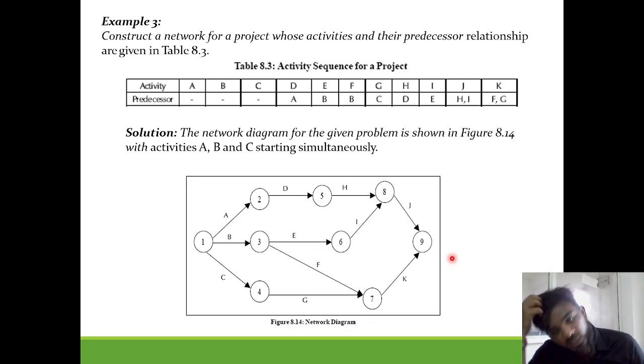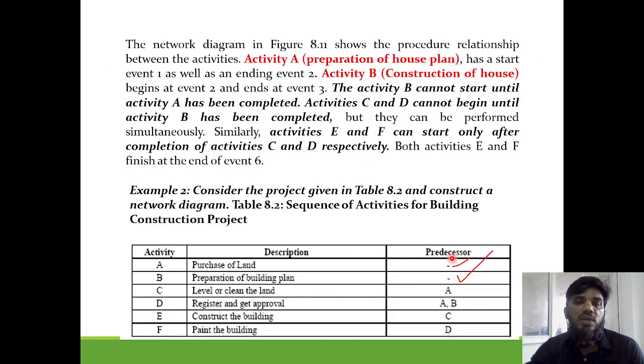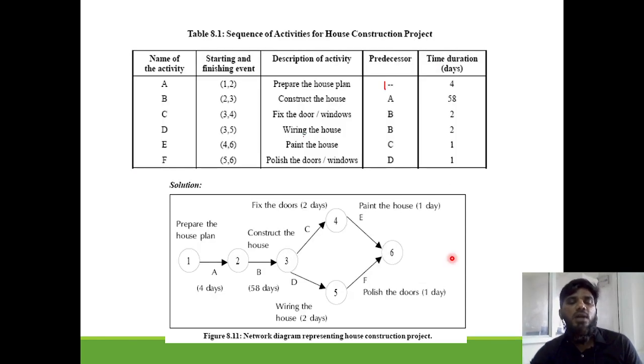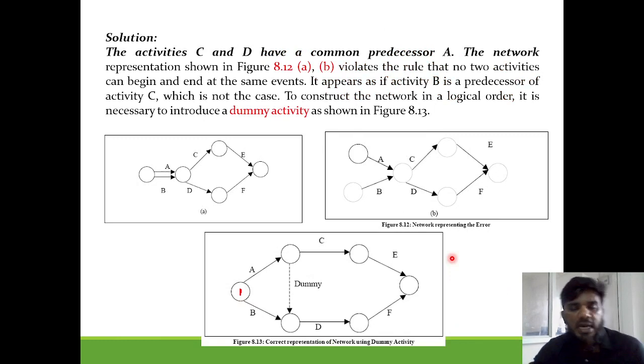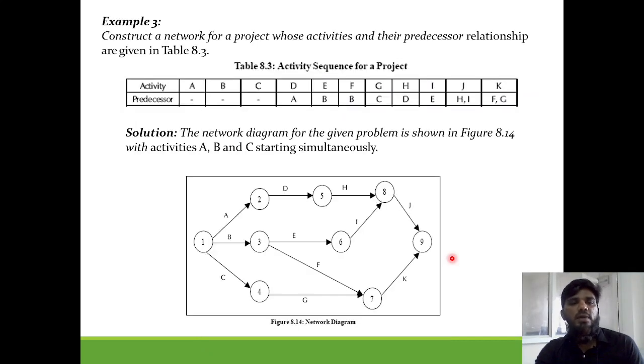Next is construct a network. The initial one was 1-to-1, having one activity with one tail and head. But here the starting point is one for two activities. One node is used for two activities. Here from one node we are having three outputs, 1, 2, 3, which means three events are starting immediately from the first. Construct the project whose activities and their preceding relationships are given in table 8.3. They have given A, B, C. There is no time given, which means all start from the same position.